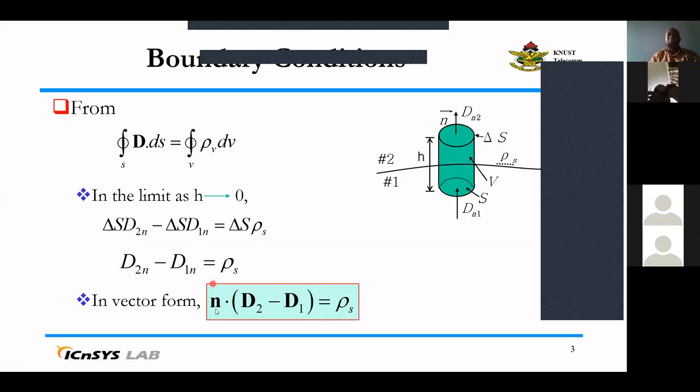But in general, we can write in vector form that the normal component of D2 minus D1 should always be equal to rho s, which is the surface charge density at the interface between the two media.